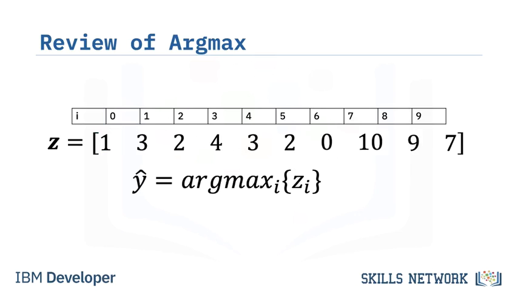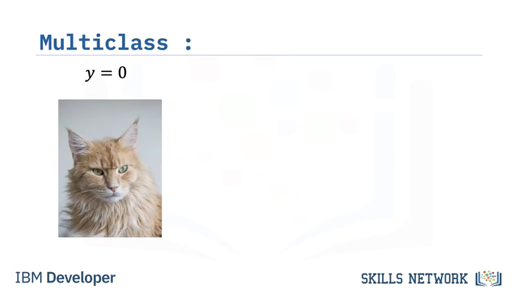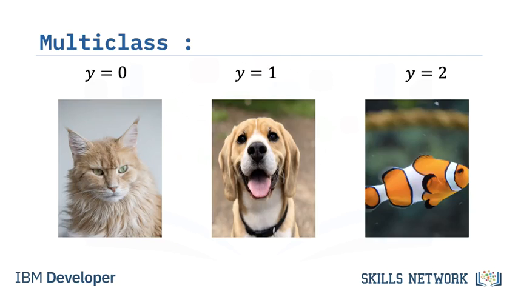In this example, the largest value of Z is 10, and the corresponding index is 7. So the argmax function will return a 7. Logistic regression can be used for two classes, but how about if we wanted to solve the following three-class problem? Consider the following images and their label. We have y equals 0 as cat, y equals 1 for dog. We have y equals 2 for fish.